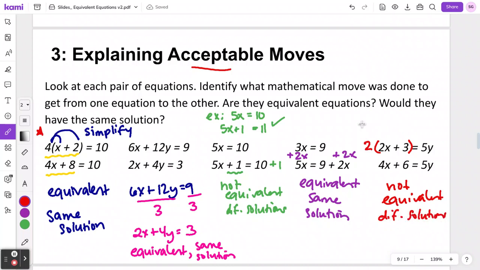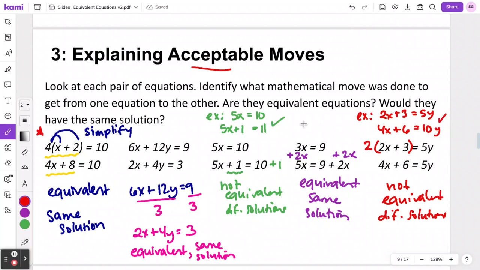Now, again, I'm going to make a suggestion of what could be equivalent. Something like 2x plus 3 equals 5y. And if I wanted to multiply by 2, I have to multiply everything. It's kind of like the second one with the division, only we're doing multiplication instead. If you multiply everything by 2, you get 4x plus 6 equals 10y. Now, those two would be equivalent.